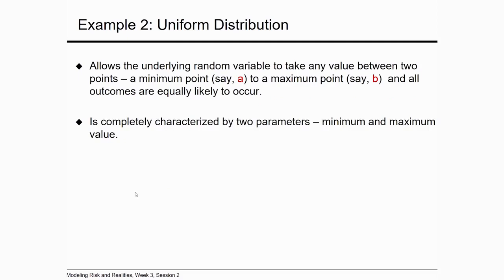We saw a discrete uniform distribution. Now let us look at the continuous uniform distribution. This distribution allows the underlying random variable to take any value from a minimum point, let us say A, to a maximum point, let us say B. And any outcome in between these two values, minimum and maximum, is equally likely to occur as any other value. Again, like the normal distribution, the uniform distribution is also characterized completely by two parameters. Once you know these two parameters, you know everything about the distribution. In this case, typically we use the minimum and maximum values.